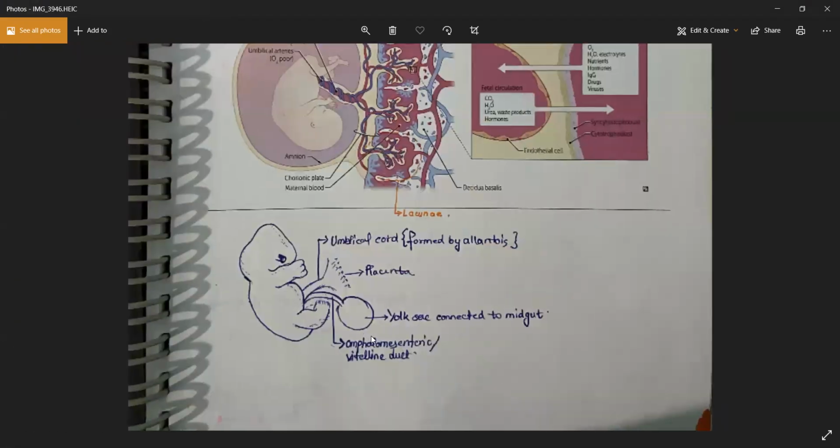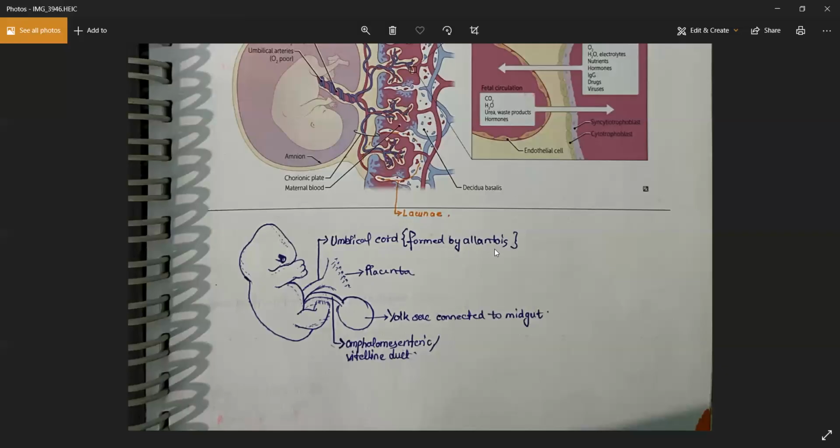You see the yolk sac here? It will be connected to the midgut via this omphalomesenteric duct, right? Similarly, you have the urinary bladder here. It will be connected to the outside structures, this yolk sac, via this allantois, and this allantois also forms the umbilical cord. So all this umbilical cord is formed by the allantois.